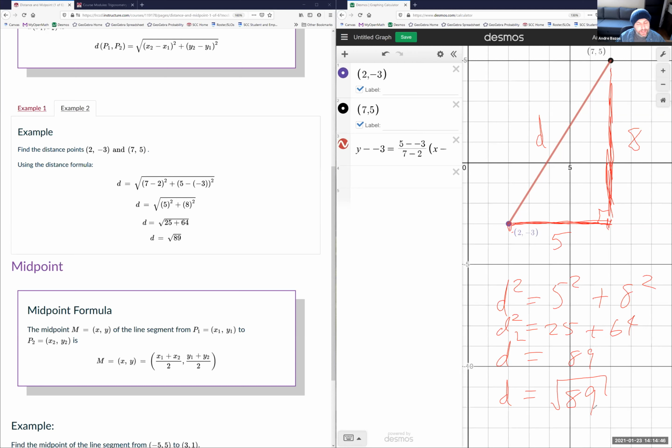There is nothing good about 89. Is 89 prime? It might be. We would just have to check a little bit, but I'm not going to do that. But nonetheless, I know 81 is 9 squared and 10 squared is 100, so I can't find anything in between there. So this is an irrational number.